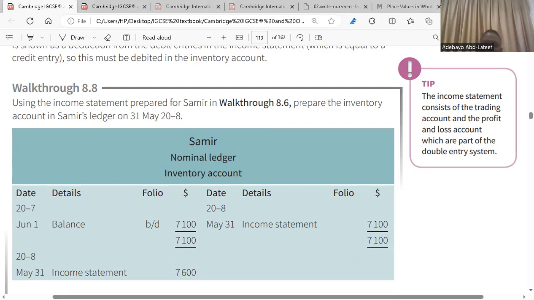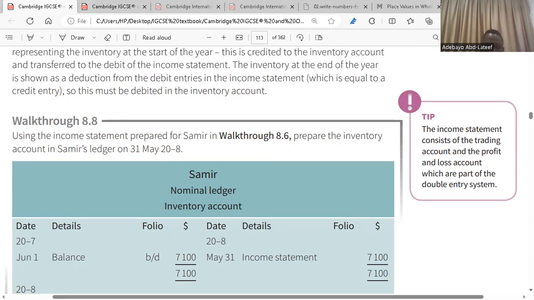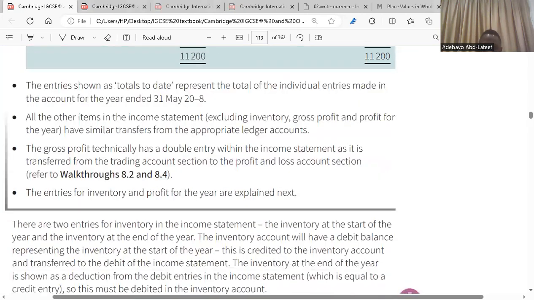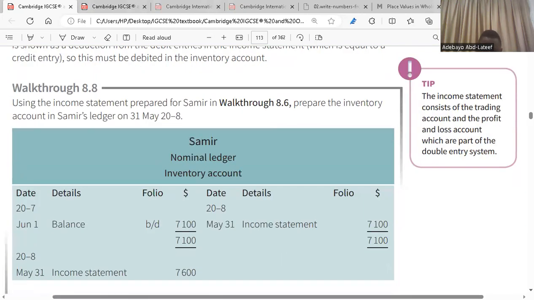The balance brought down, that's the amount, which is 7,100, I think, the opening inventory from the beginning of the year. That's the balance brought down from last year. What was carried down from last year now becomes brought down here. Yes. So that's 7,100. Then the income statement will be 7,100.